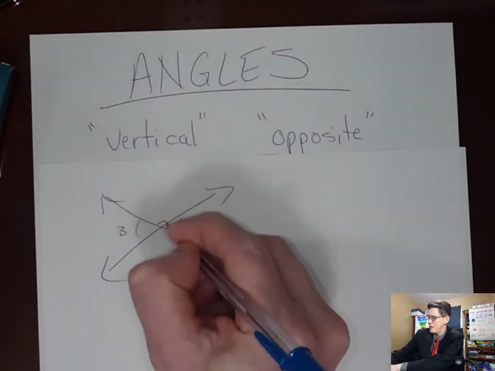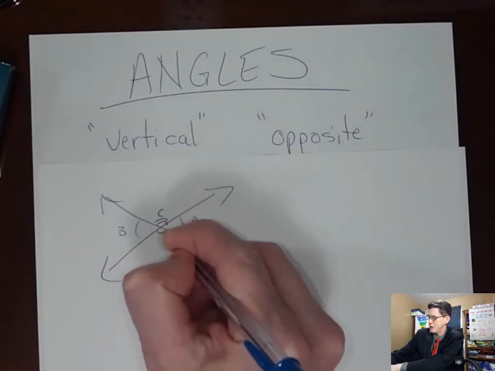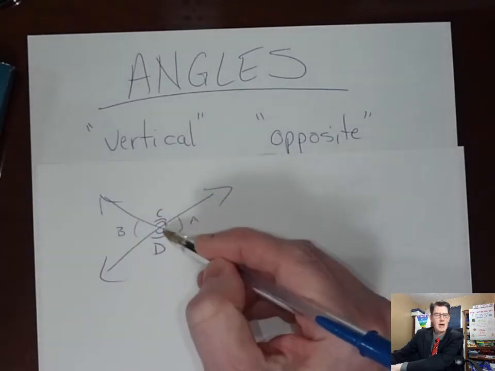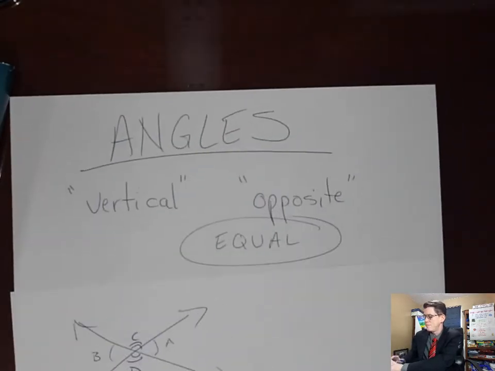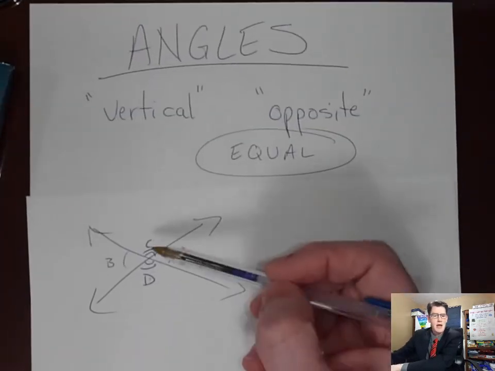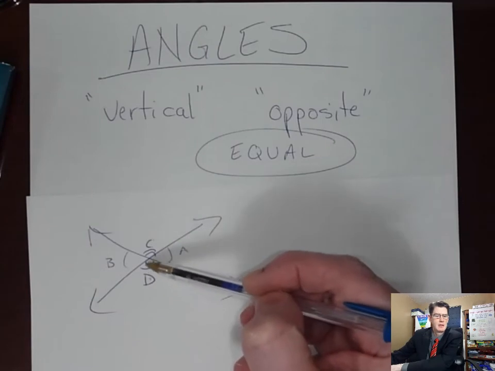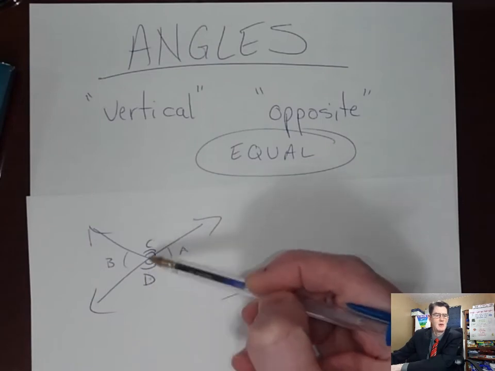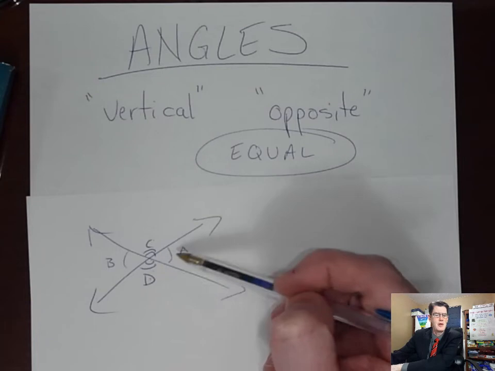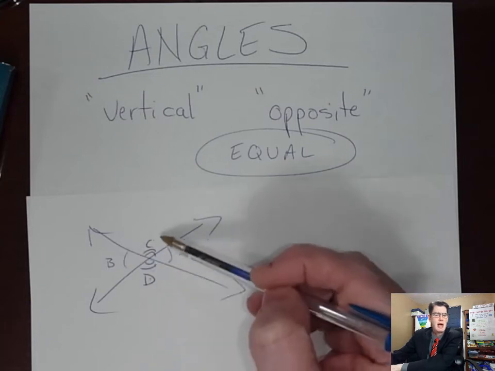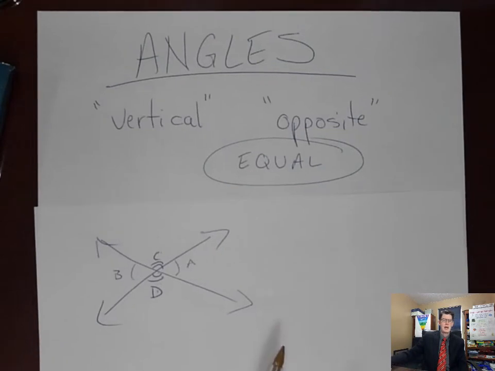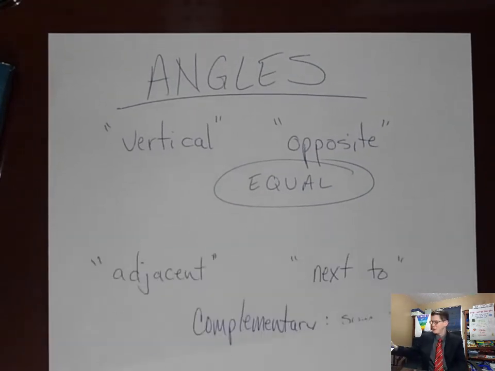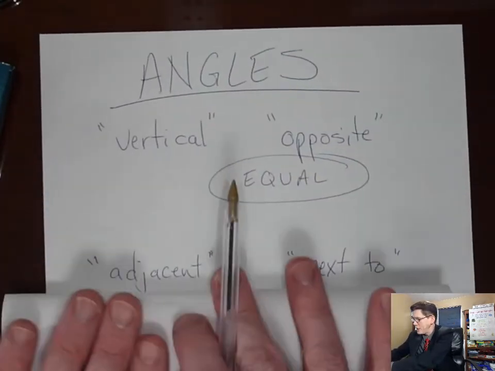Let's say this one right here is C, and this one is D. These lines are just to denote that these two are equal. When an angle is on the opposite side of the vertex, or they're vertical to each other, they're equal. So A and B are equal to each other, and C and D are equal to each other. Okay, there's concept number 1. Here's the next concept.